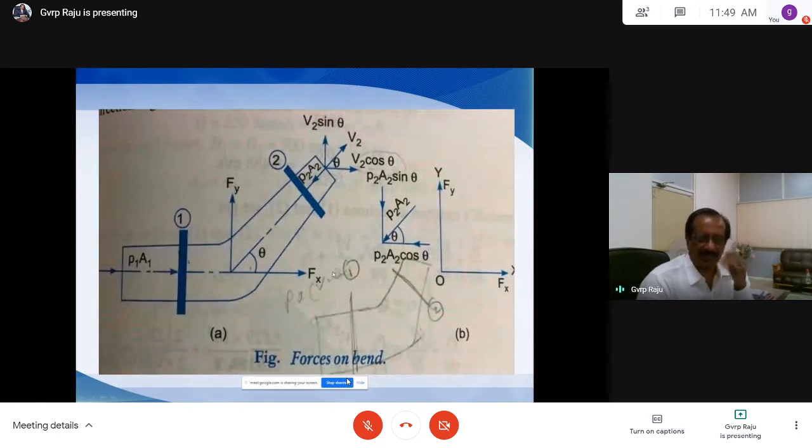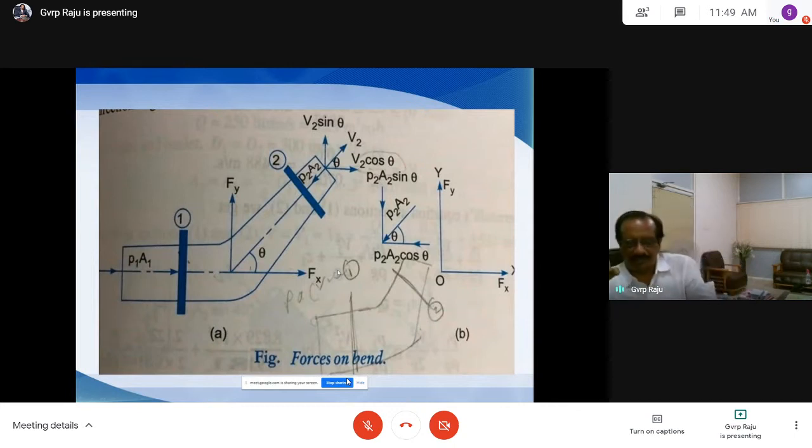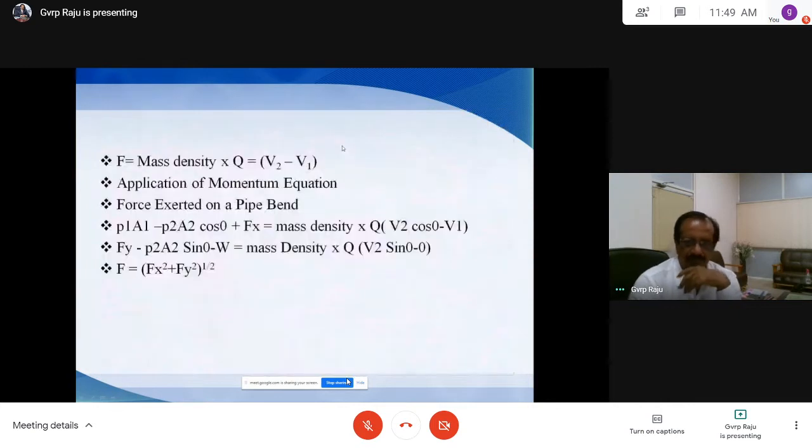again mass density into discharge, rho into Q, and V2x minus V1x. I mean V2y minus V1y, because we are considering the force in the y direction. So rho Q into V2y minus V1y. So then what is V2y? V2y is V2 sin theta. In the vertical direction we have V2 sin theta. There is no velocity in the vertical direction here. So rho Q into V2 sin theta minus 0.